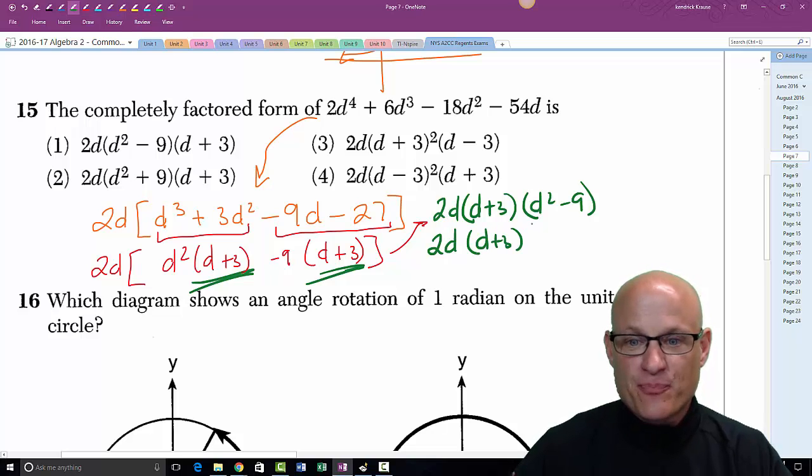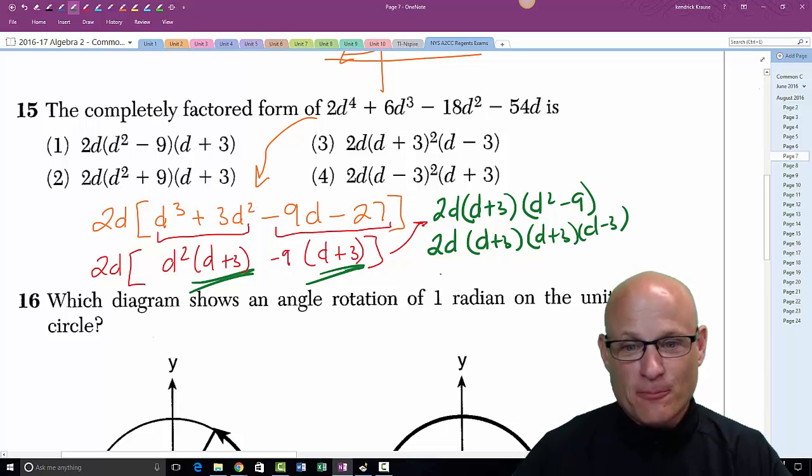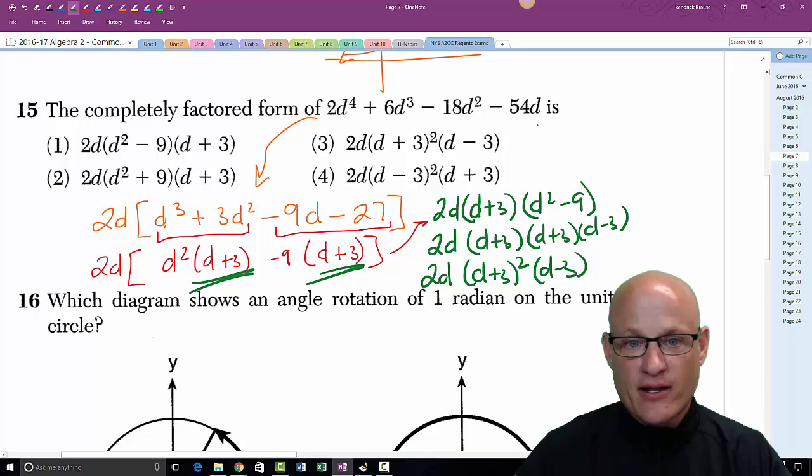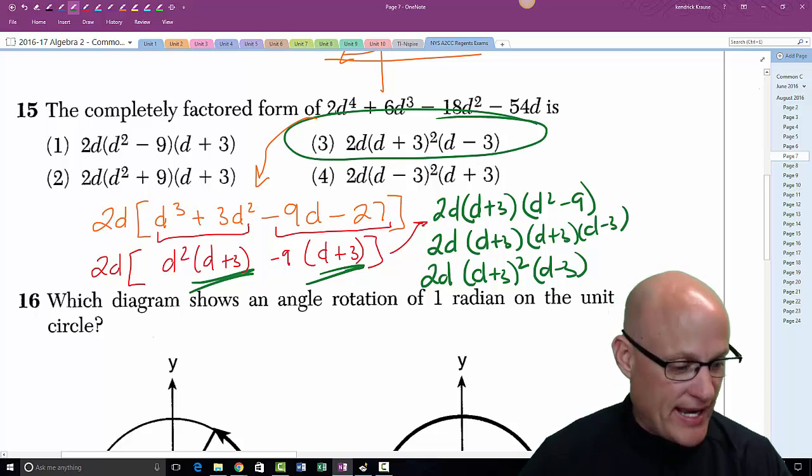D plus 3, d squared minus 9 is d plus 3, d minus 3. So factored completely is 2d. Notice I have two of these right here. D plus 3 squared, d minus 3. And choice 3 is the right answer.